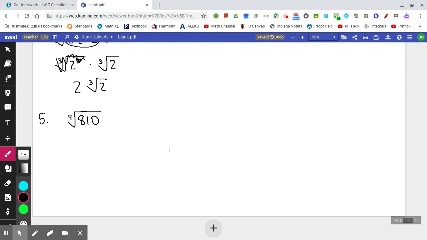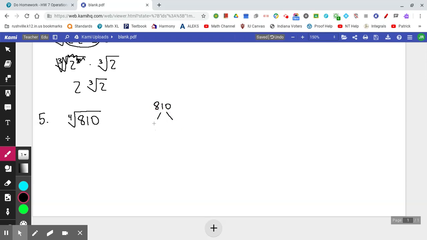All right, question number 5, now we have the 4th root. So that means instead of looking for groups of 2 or 3, now we're looking for groups of 4 of these factors that we have underneath the radical. So first thing that I'll do is take whatever is underneath and break it down. So 810, this one I'm going to need a factor tree for.